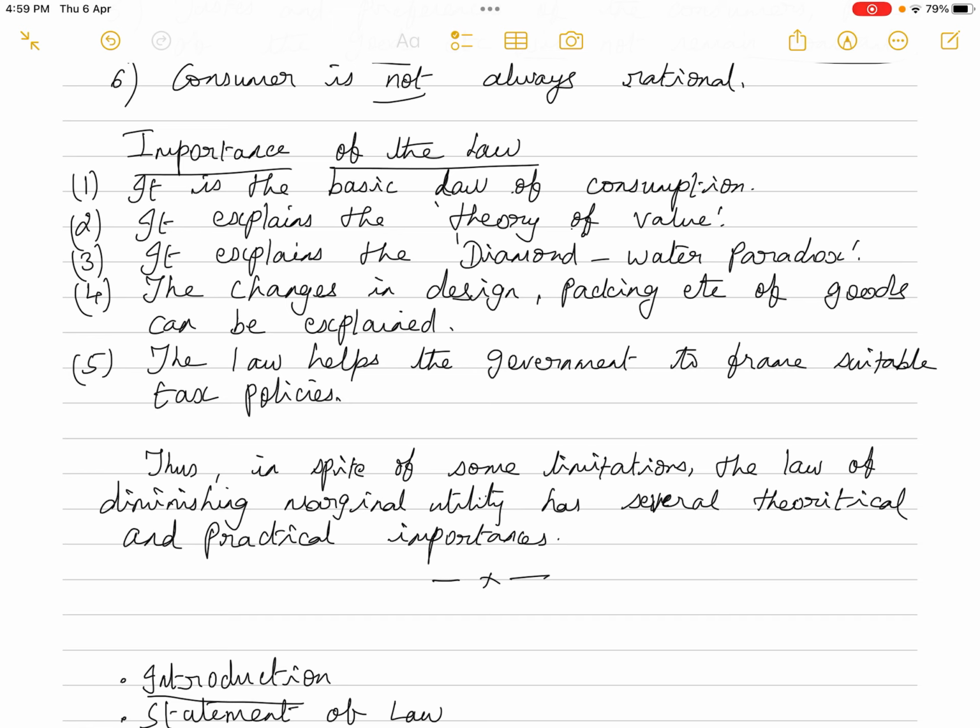And the third importance is it explains the diamond water paradox. Meaning of paradox is something unexplainable. Now what is unexplainable here?